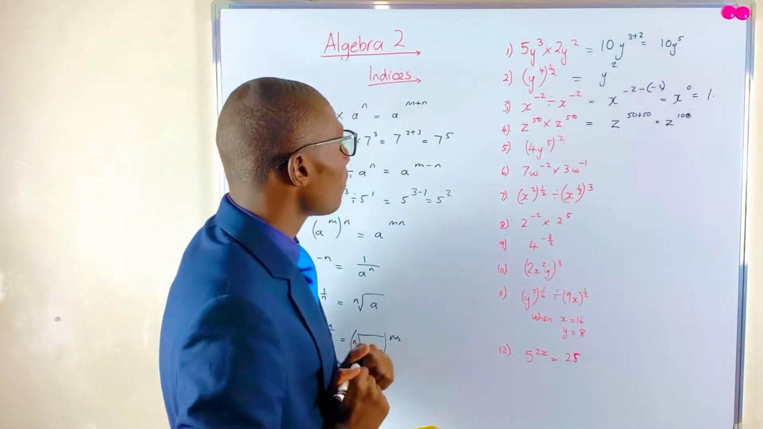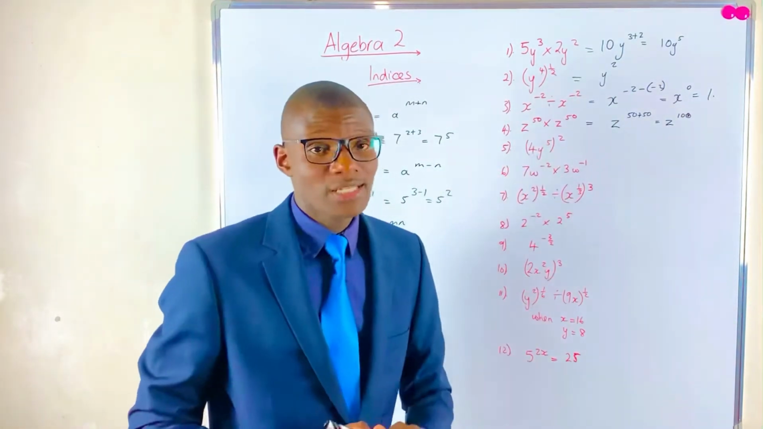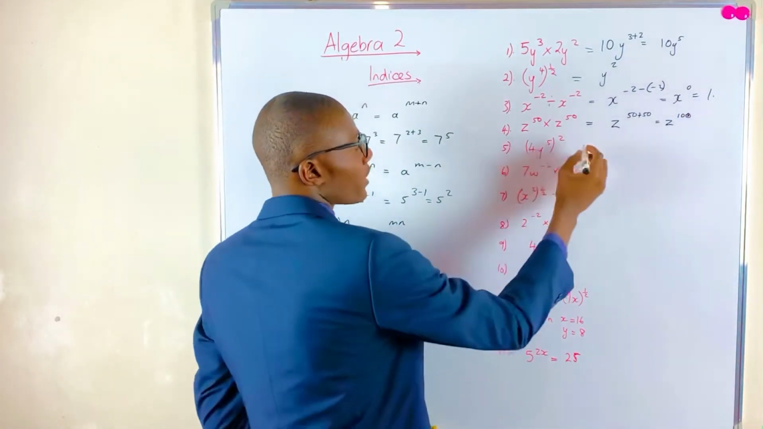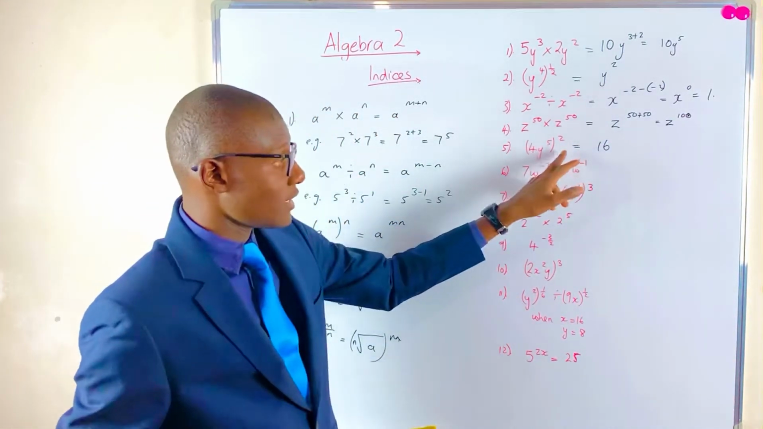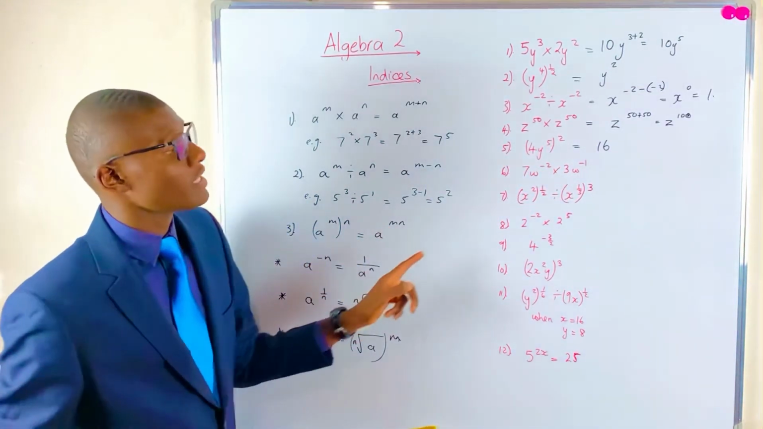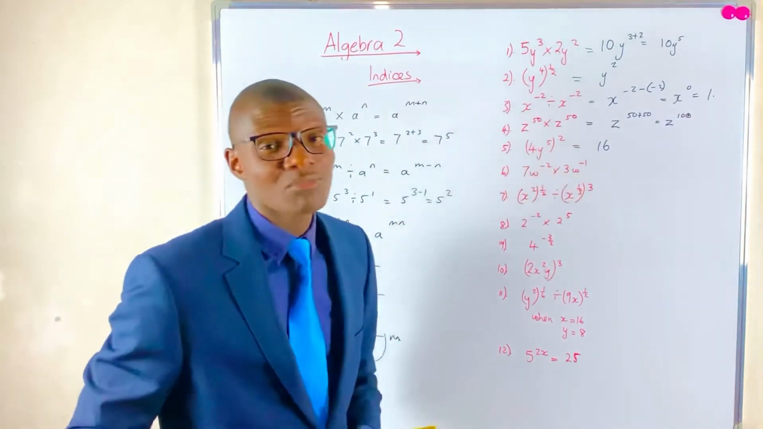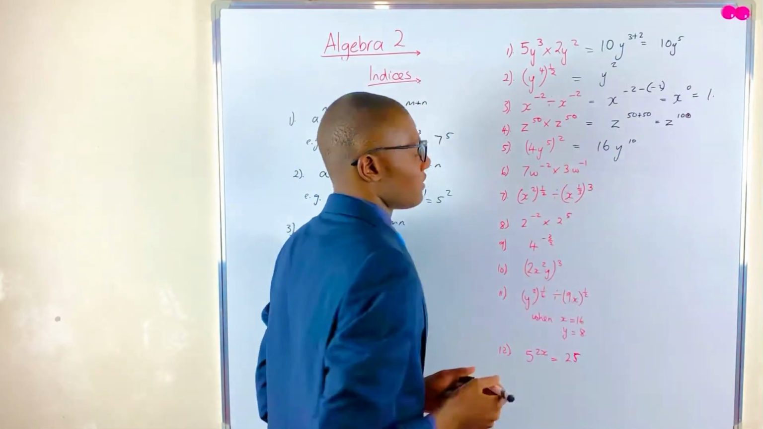And then now, for number 5, 4y to the power of 5 squared. First of all, we are saying 4 squared, we get a 16. And then y to the power of 5 squared, right. This is law number 3, whereby we said the powers, they just multiply each other directly. So 5 times 2, we get y to the power of 10.